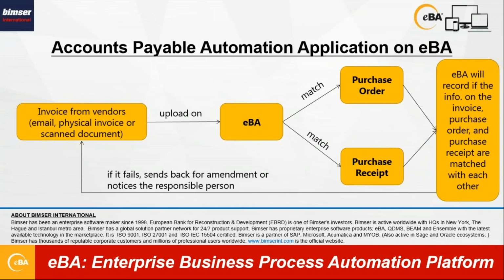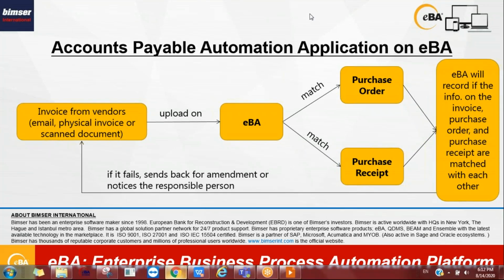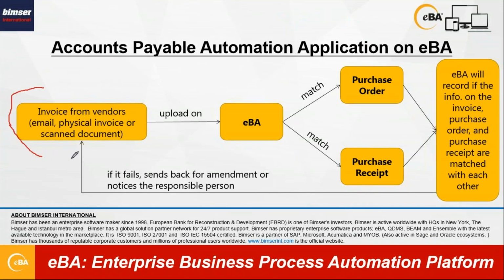This is the flow diagram of this accounts payable automation application. In this application, you can see we get the invoice from the vendors. It can be from email as an attachment, or you save it in your local drive, or you scan it, and we upload it to eBA right away. In short, we upload the invoice to eBA, and eBA will do the matching and match all the information that we can see on the purchase order and purchase receipt.